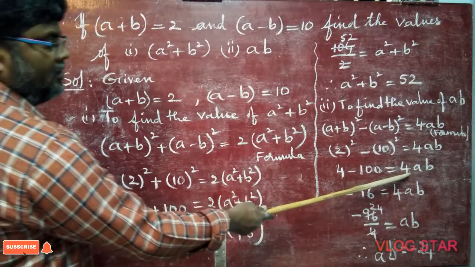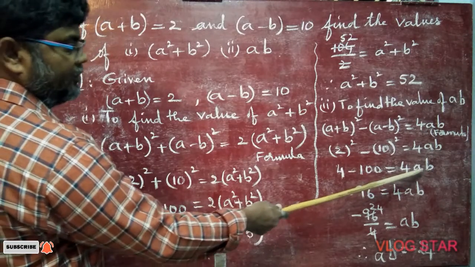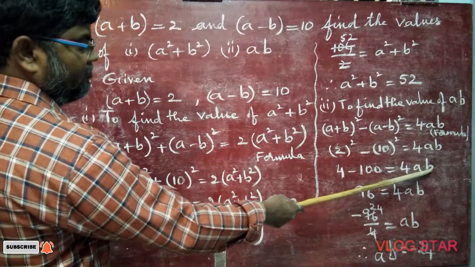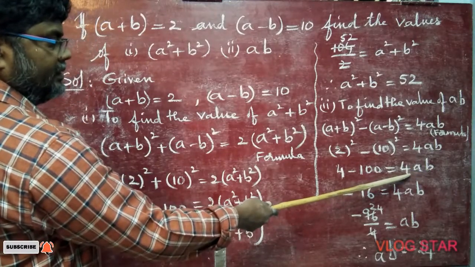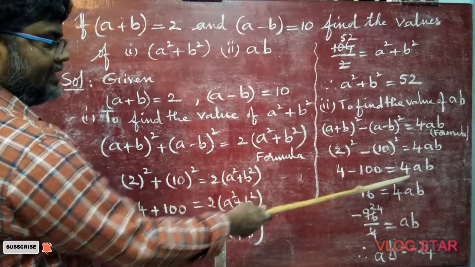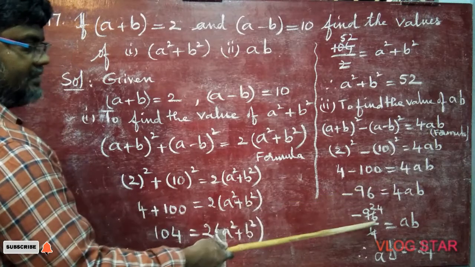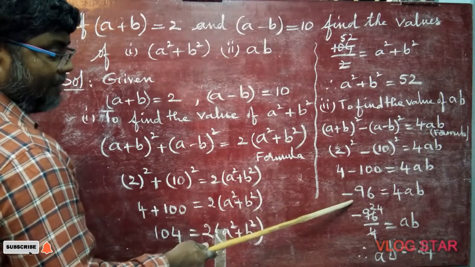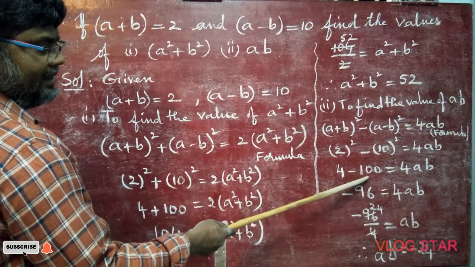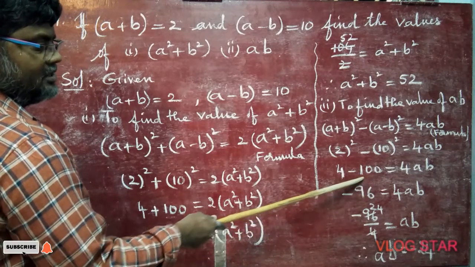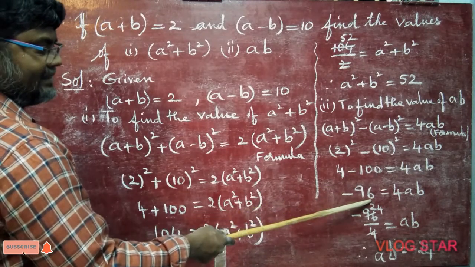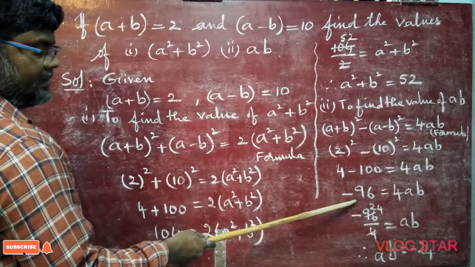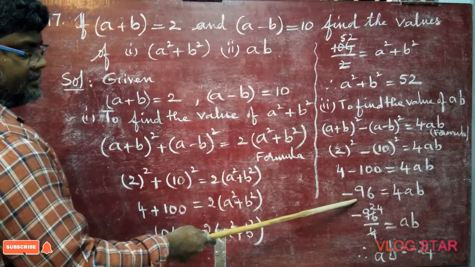What is the meaning of 4ab? 4 into ab, 4 into a into b. We want to find the value of ab, so bring 4 from the right side to the left side. Multiplication becomes division. So 4 minus 100 is minus 96. Here the bigger number is negative, so minus 96 comes. With opposite signs we have to do subtraction, and the big number's sign comes.